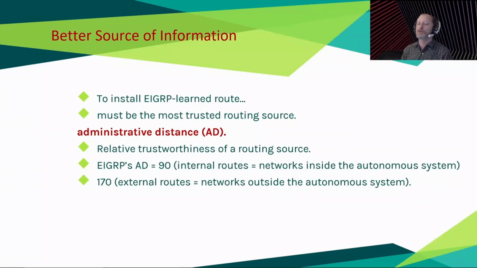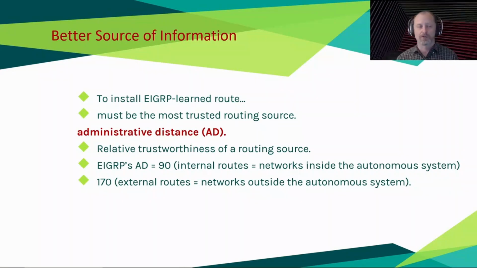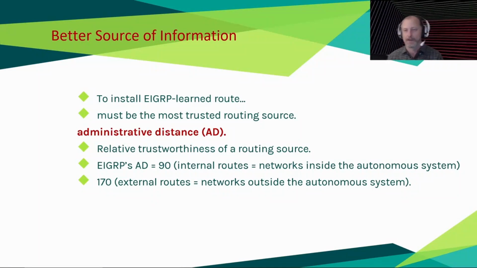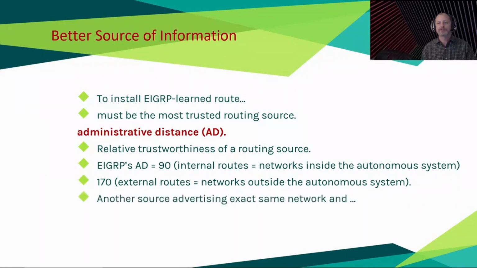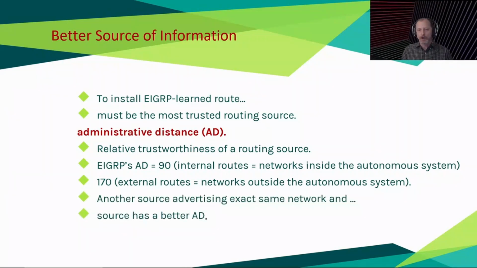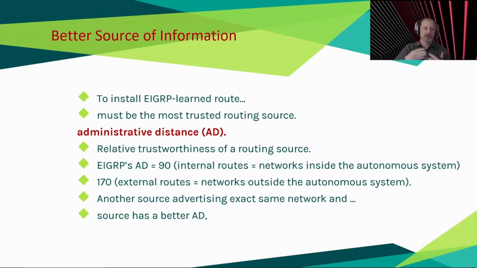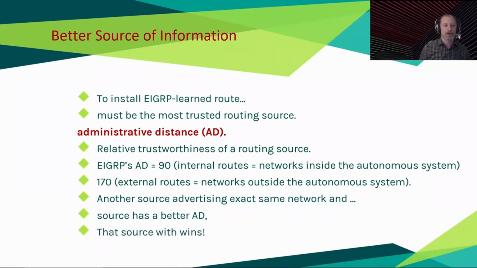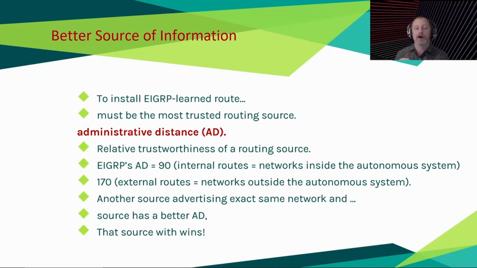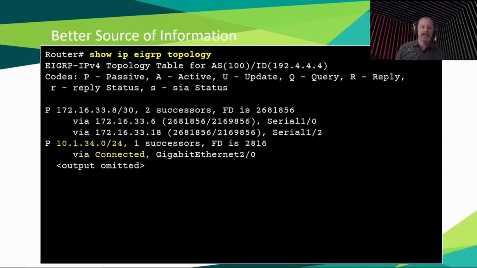When we talk about route redistribution and things like that, we will look more at what external routes are and what they're for, okay? But if we learned about a route from some other source that has a better or lower administrative distance, right? We're talking about getting a packet from A to B, so a lower distance is always better. Then that lower AD source wins, and the EIGRP route won't get put into the routing table. So in this example, we can do a show ip eigrp topology.